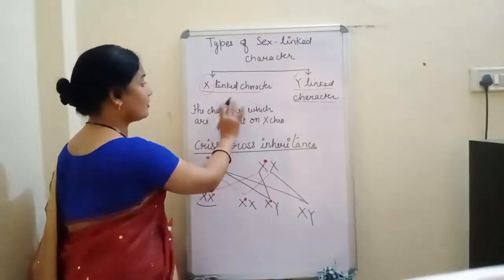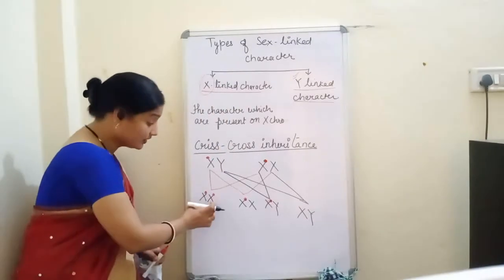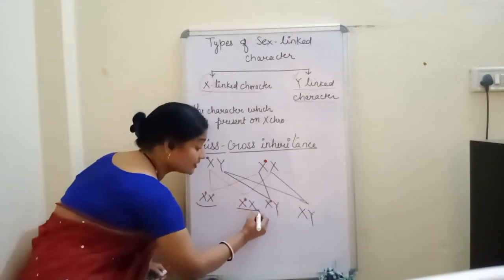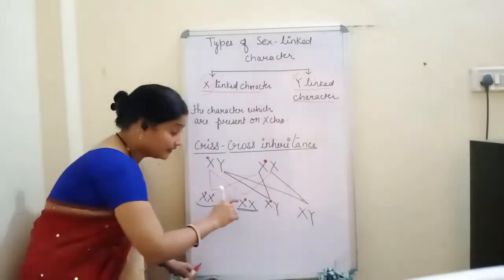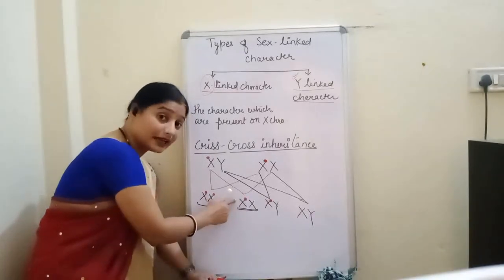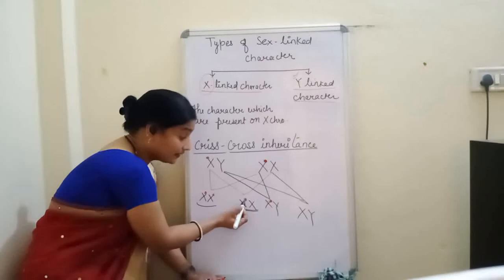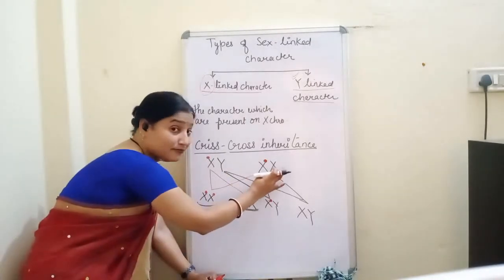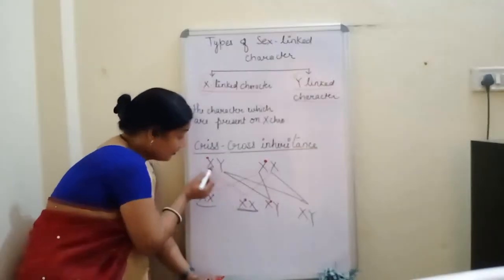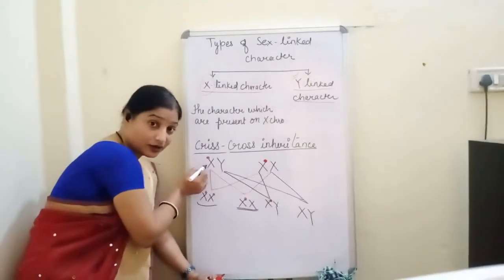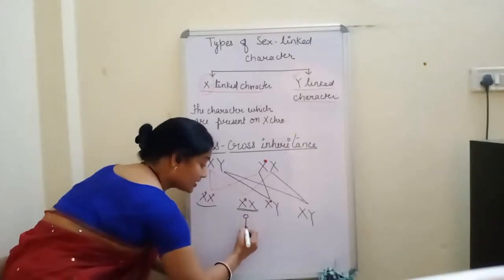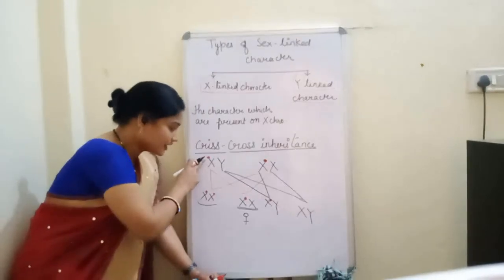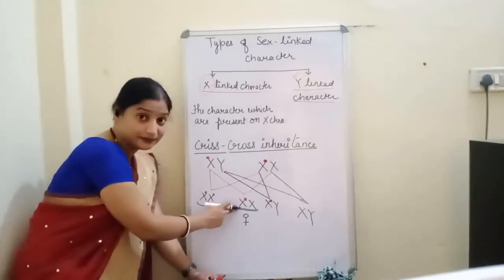Okay, we are studying about sex-linked characters. So this girl child is having some character. Clear? This is also a girl child, and this girl child is also having one character. But from where has this character come? From the cross, it has not come from the mother. It has come from the father. So if this is a girl child, then from where has the character come? It has come from the father's side.